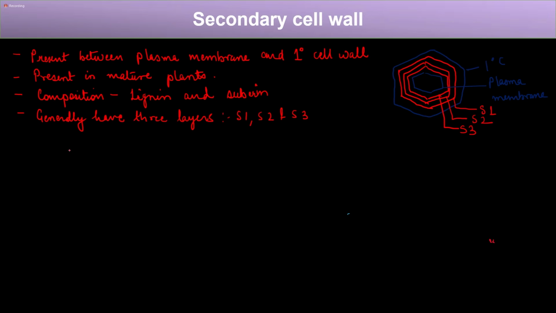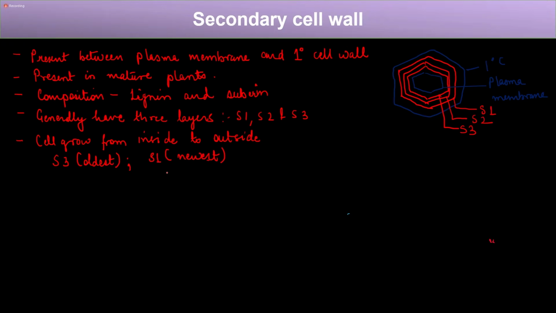Now, if someone asks you which is the oldest layer and which is the newest layer, you should know that cell growth takes place from inside to outside. So the oldest will be the one that is inside, so S3 will be the oldest layer. And which will be the newest? It will be S1. So S1 is the newest layer.